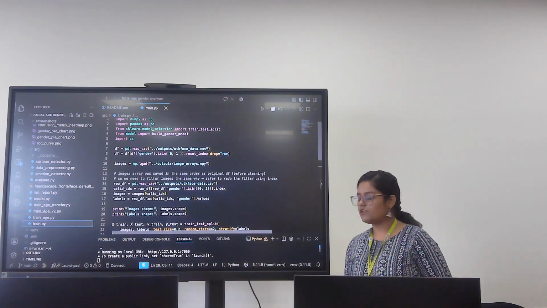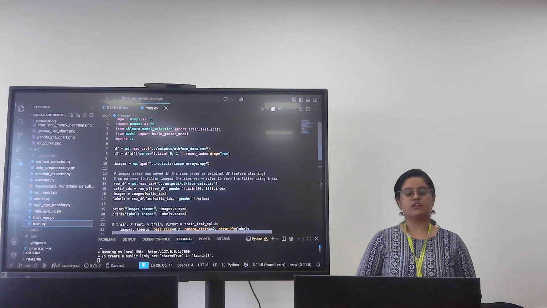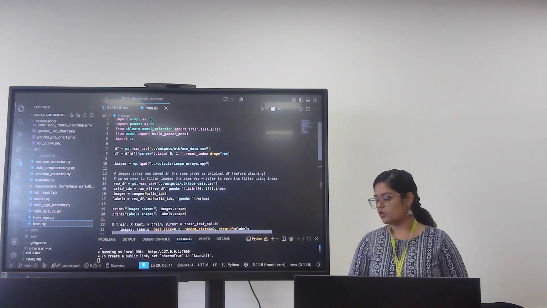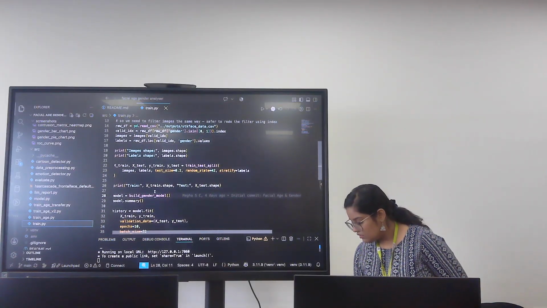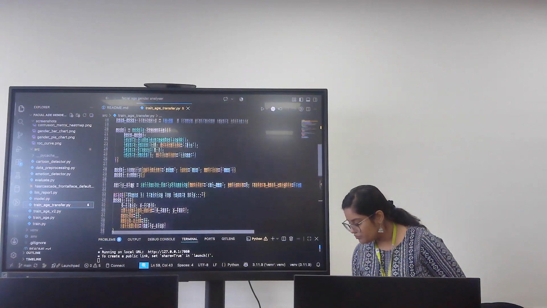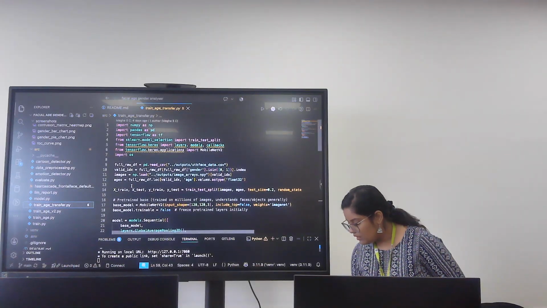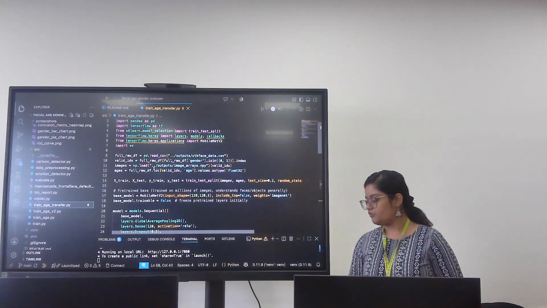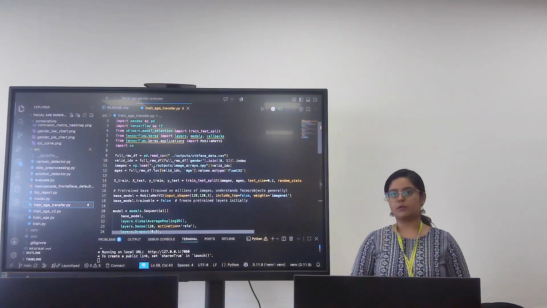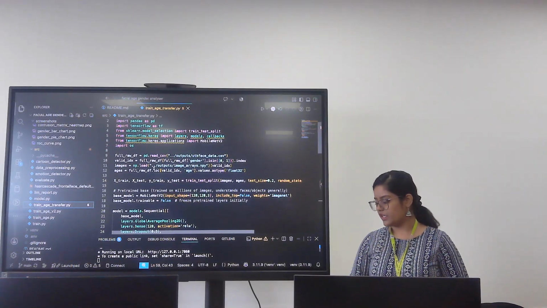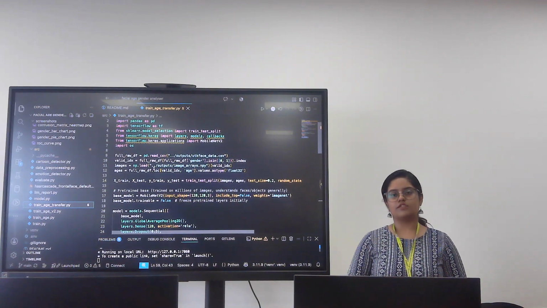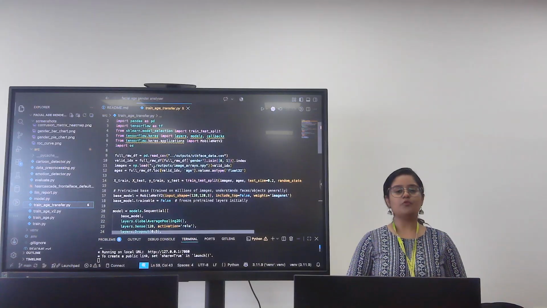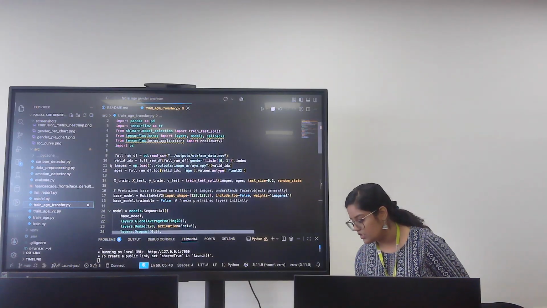Then we're using CNN. I trained the model for gender analysis. I used MobileNet V2 with transfer learning for age model training, and it was trained on 80% of the data set, and 20% was used for evaluation.